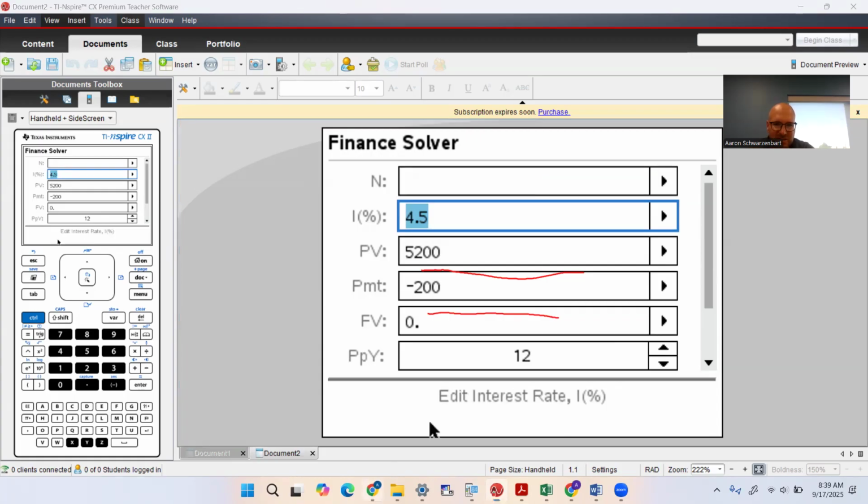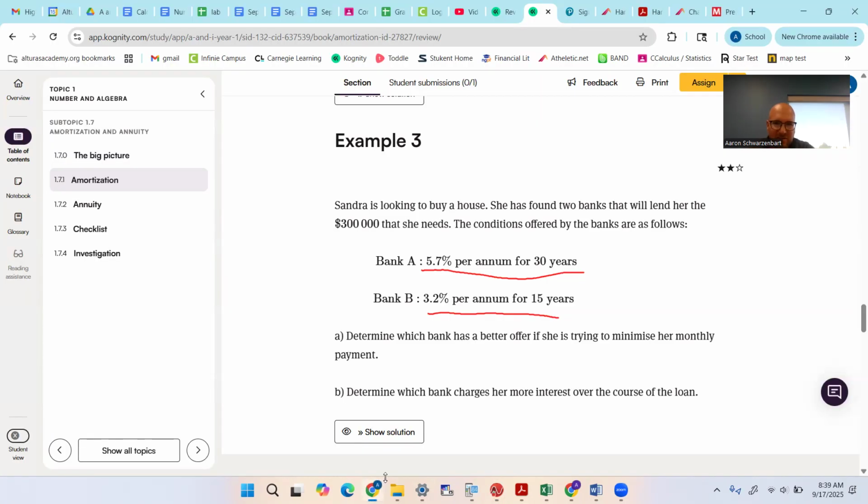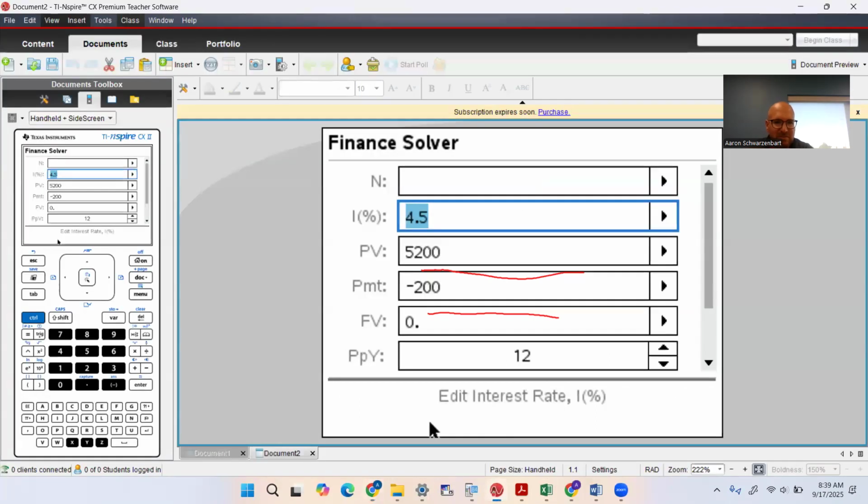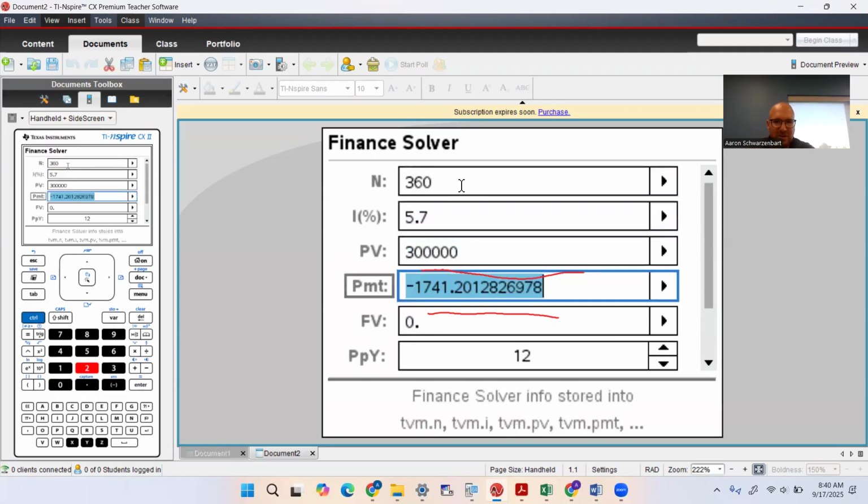The interest rate, 5.7. This was the 30-year loan, so 30 times 12. And I got to come down here to payment. So that's a monthly payment of 1,741.